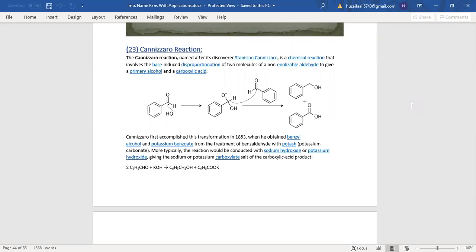Cannizzaro first accomplished this transformation in 1853 when he obtained benzyl alcohol and potassium benzoate from the treatment of benzaldehyde with potash. More typically, the reaction would be conducted with sodium hydroxide or potassium hydroxide, giving the sodium or potassium carboxylate salt of the carboxylic acid product.